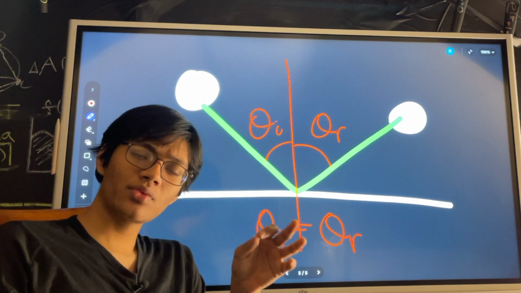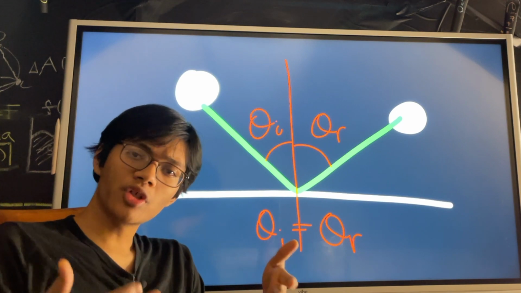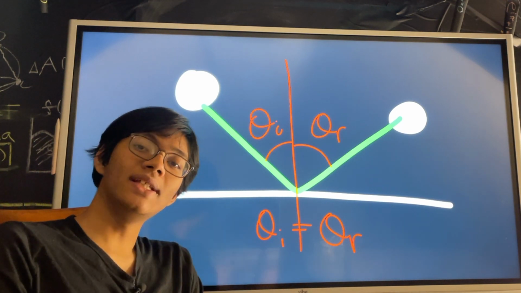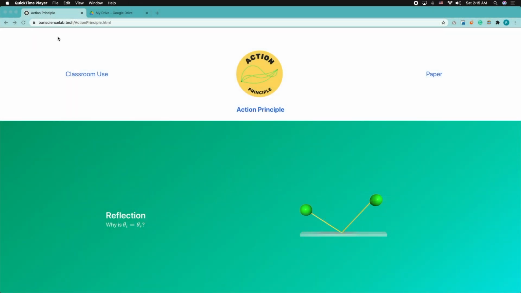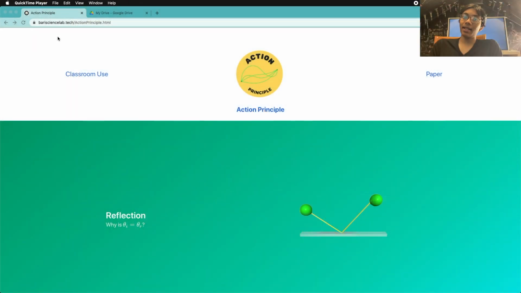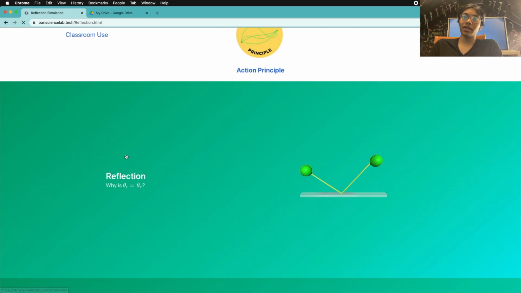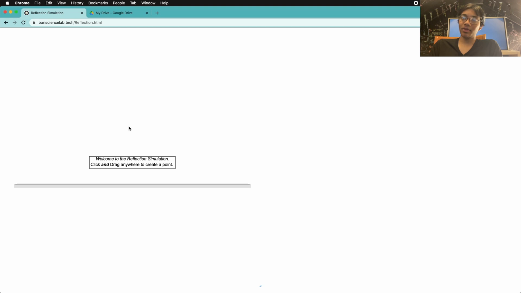To empirically test why this is true, we're going to observe the reflective behavior of light through the principle of least action. Now let's investigate the law of reflection using a numerical simulation. So here I'll click reflection, and that'll bring me to this simulation.